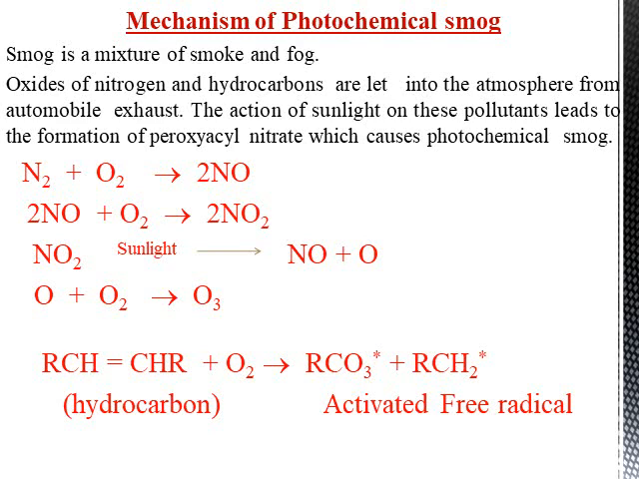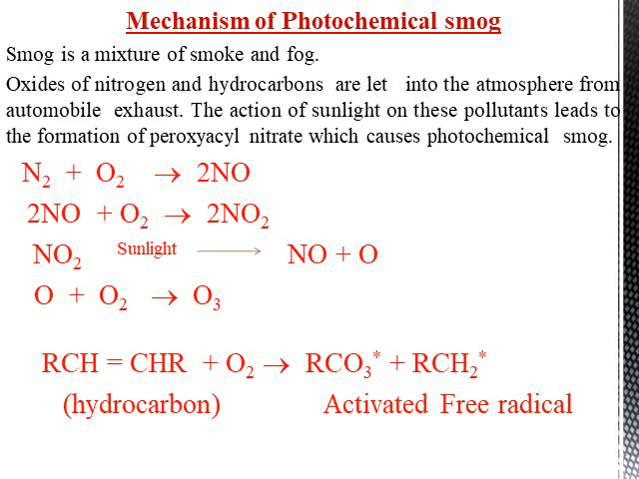N2 plus O2 give rise to two molecules of NO, and these two molecules of NO will combine again with oxygen and form nitrogen dioxide. Now NO2 in the presence of sunlight will undergo photodecomposition, and it releases NO and a nascent oxygen. This nascent oxygen will combine with oxygen and form ozone. So this is the chain of reactions which exists in the atmosphere, and hence you get an active intermediate of nitrogen oxide and also an active oxygen.